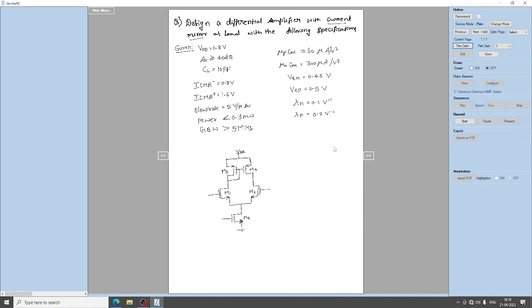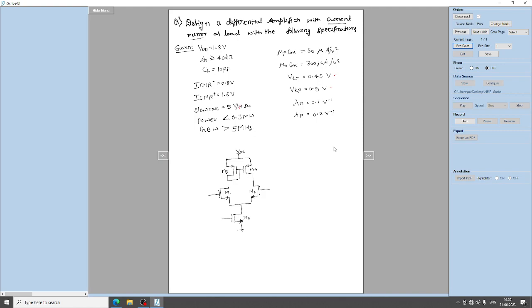Other than that, you have the process parameters: mu p cox as 60 microamps per volt square, mu n cox as 300 microamps per volt square, the threshold voltage of NMOS device as 0.45, the threshold voltage of PMOS device as 0.5 volts, and the channel length modulation for NMOS and PMOS as 0.1 and 0.2 per volt respectively.